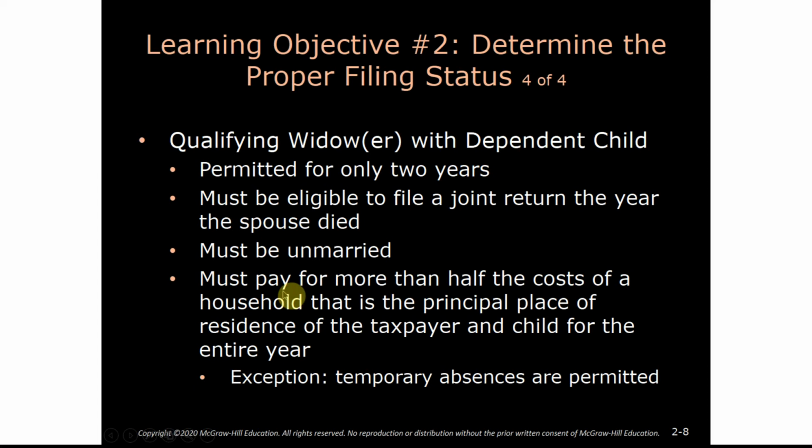Okay, so to qualify for the status, you must pay for more than half the cost of the household that is the principal place of residence, usually for a child, for the entire year. There are cases when temporary absences are permitted, such as if the child is going away to school.